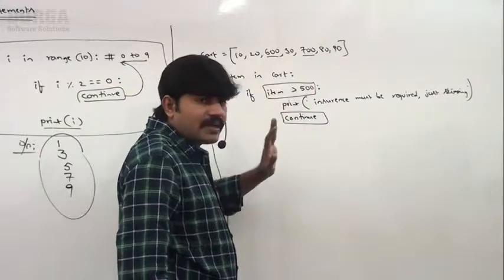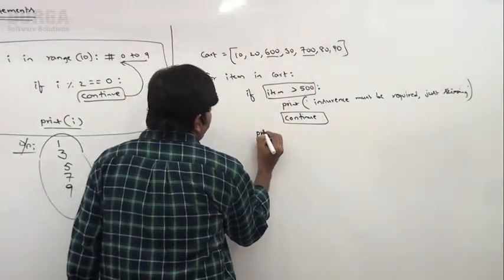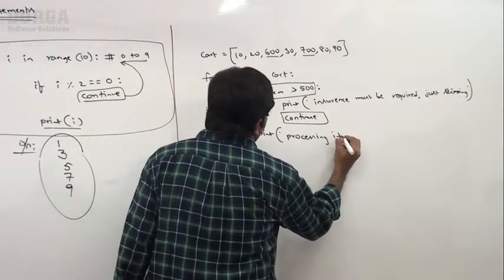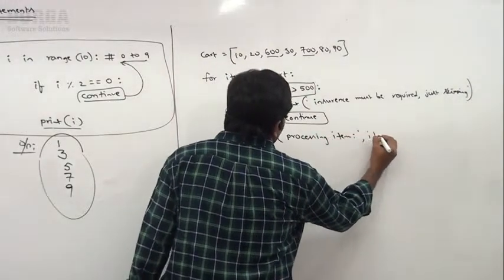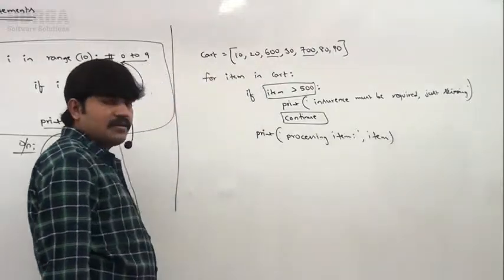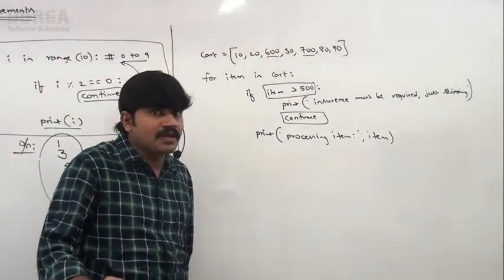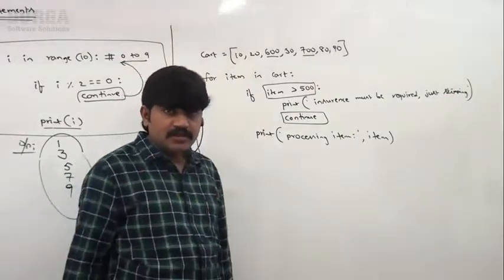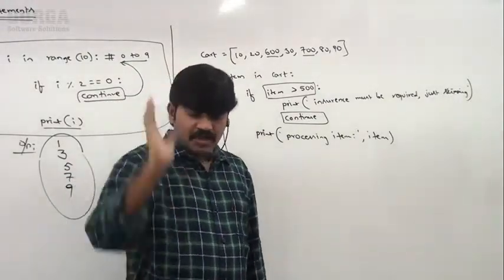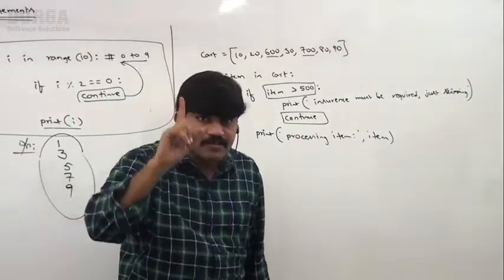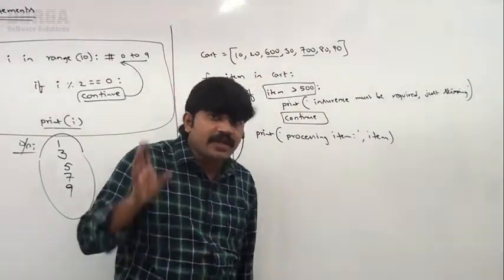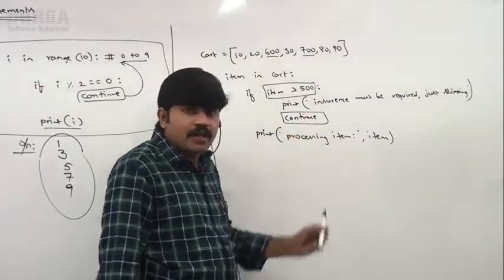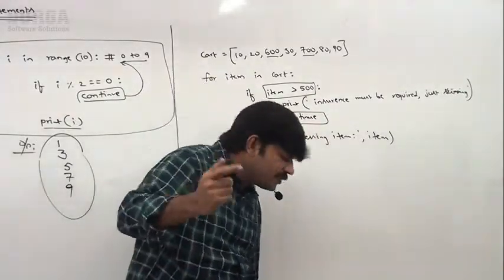If the item is not greater than 500, print processing item, whichever item we are processing. That's all. A beautiful, best example to understand the purpose of continue. If any item requires insurance, don't place that order, immediately stop processing that order, that is the break statement. If any item requires insurance, skip that item and continue for the remaining items, then happily we can go for the continue statement, right? Let me execute this code.